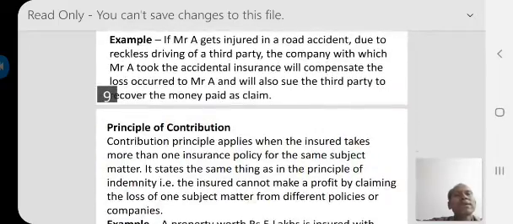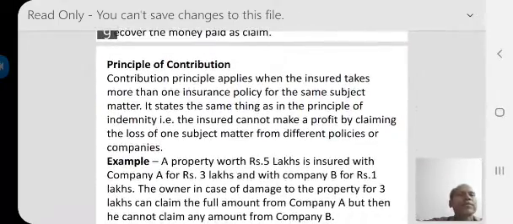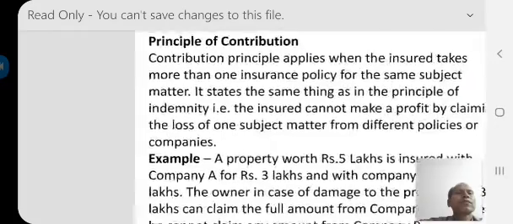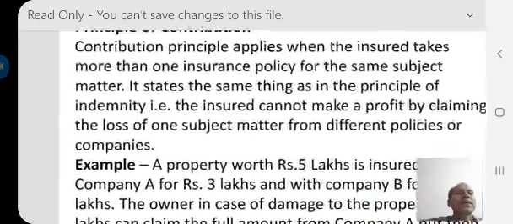These principles have been discussed in detail in the previous class. Today, in this class, we are going to discuss the remaining two principles of insurance. Principle of contribution. This is to be discussed now.